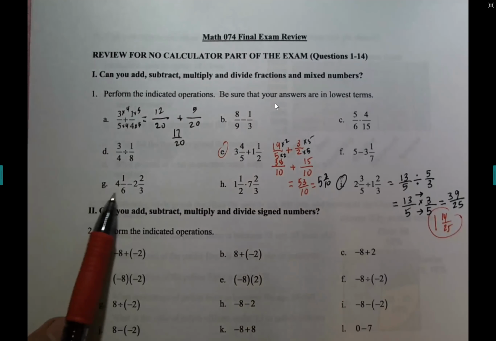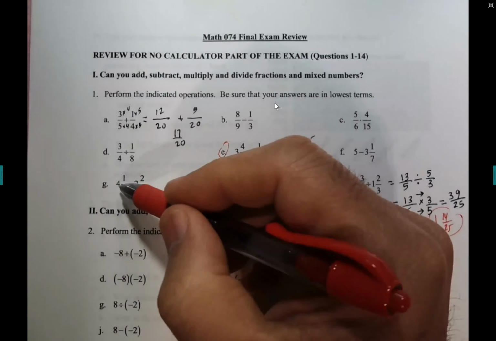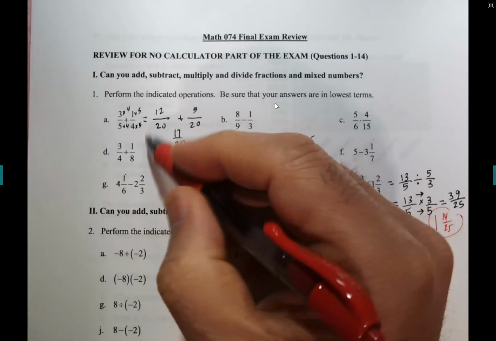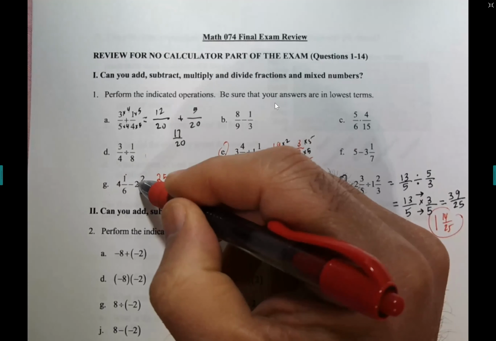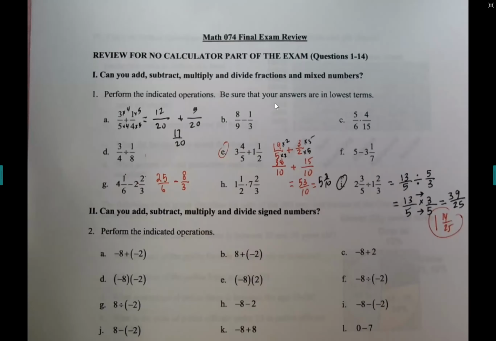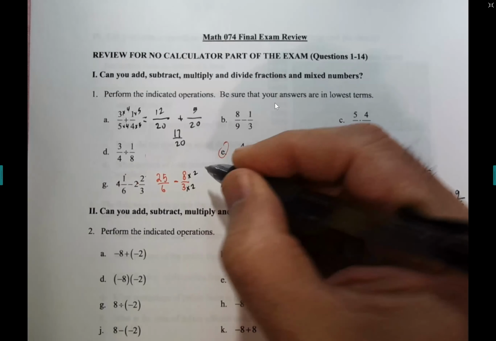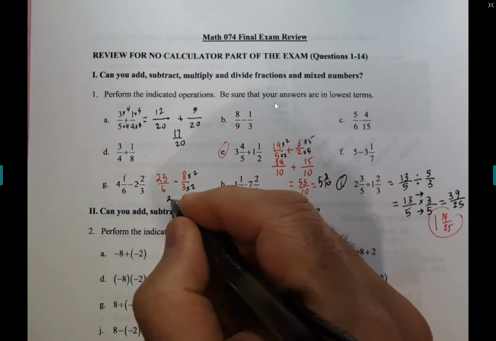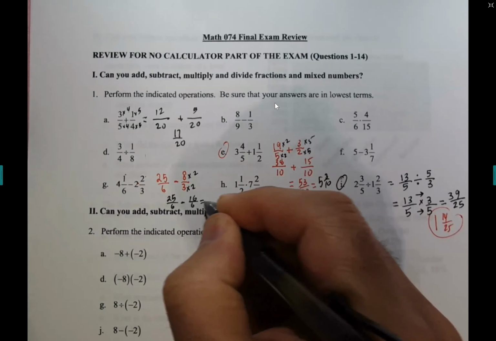Okay. For subtraction, guys, I would also change to improper and subtract. For example, let's take G. So that will be 6 times 4, 24, plus 1 is 25 over 6, minus 3 times 2, 6 plus 2, 8, 8 over 3. I need a common denominator, and the least common denominator here will be 6. So I need to change the 3 to a 6. You multiply by 2. You multiply by 2. So that should give you 25 over 6 minus 16 over 6, which is 9 over 6.